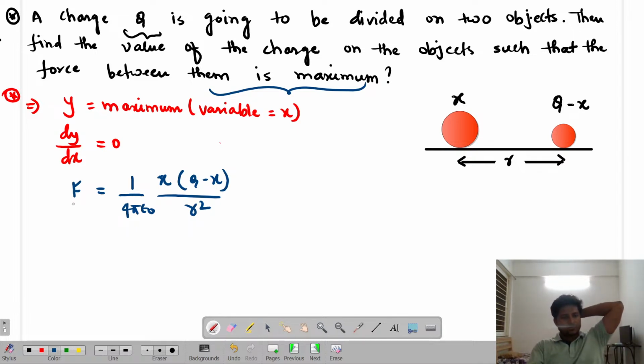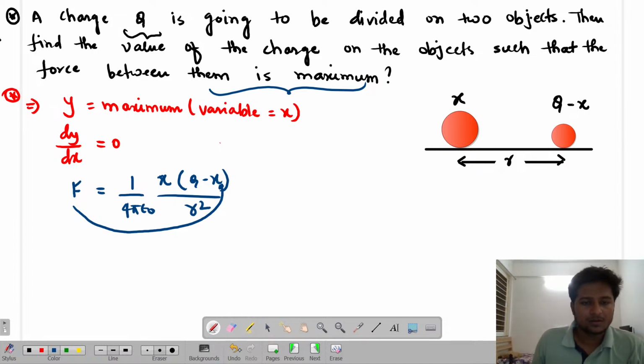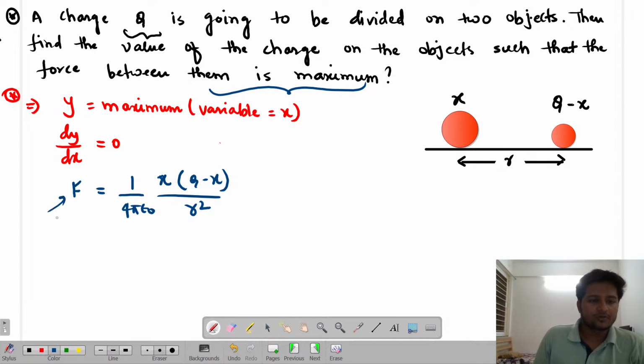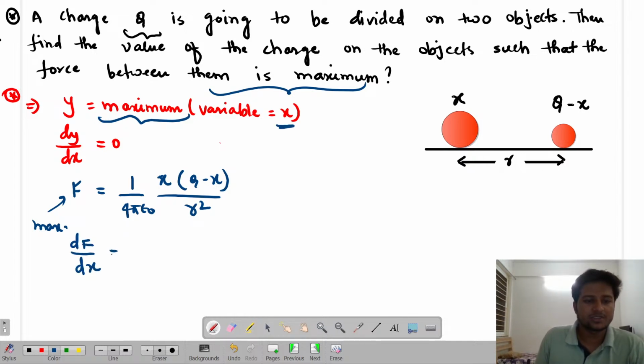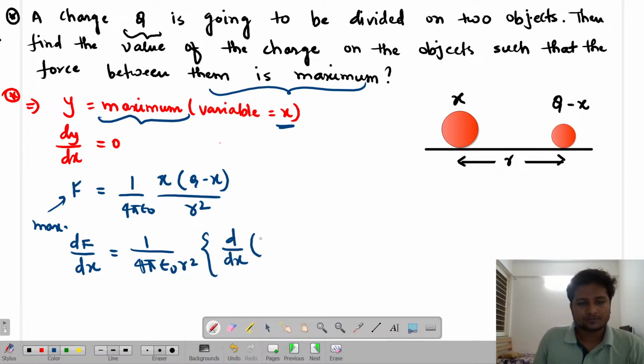Now look over here. This force depends upon the variable x, by how much amount I'm dividing the charge on each object. But I want this force to be maximum. Once again, I want my y to be maximum and it is dependent upon variable x. So what I need to do is take df by dx first of all. 4 pi epsilon naught r square is going to be constant, and this will be d by dx of x into q minus x.